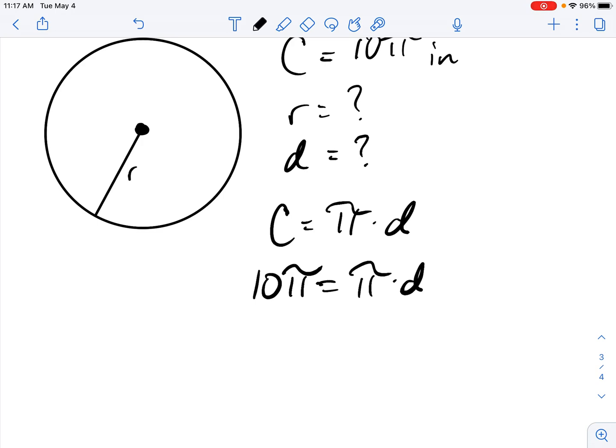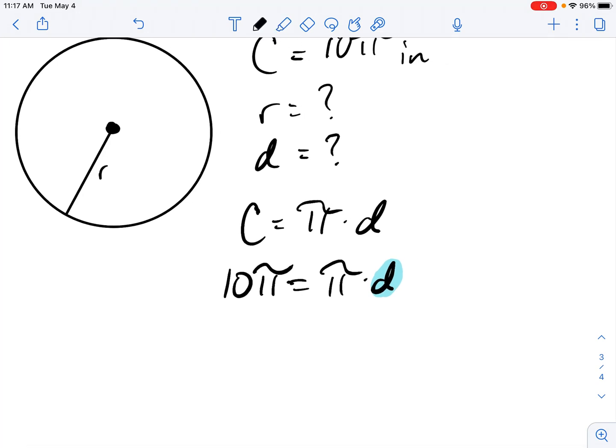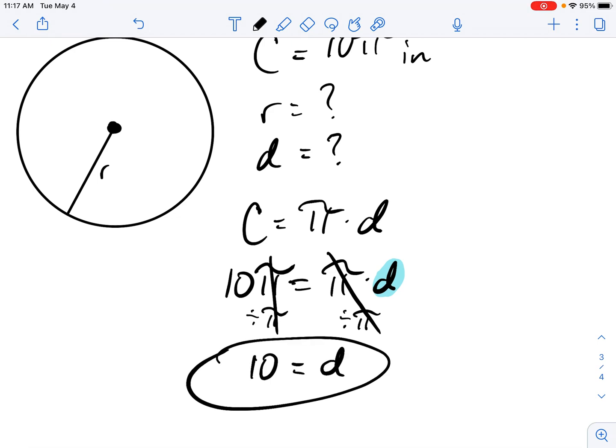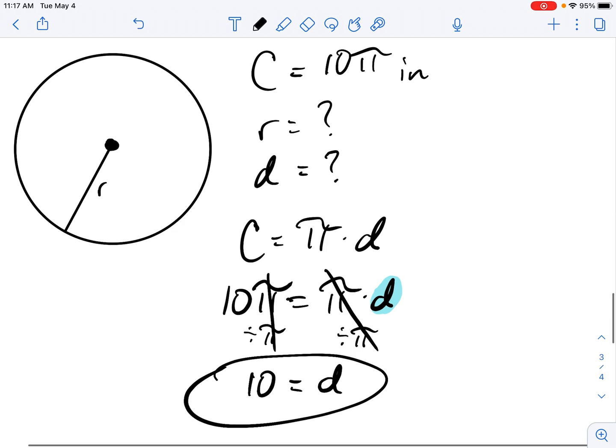Well, if we want to solve for diameter, right, we need to undo times pi. How do you undo times pi? Well, you divide by pi on both sides of the equal sign. So that means these cancel out, and we're left with 10 equals the diameter. So now we figured out what the diameter is, but we still need to figure out the radius, sorry.